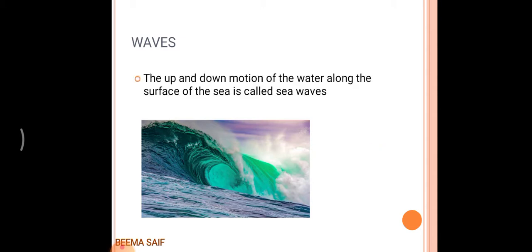What is a wave? The up and down motion of the water along the surface of the sea is called sea waves. What is a sea wave? A sea wave is the up and down motion of the water along the surface of the sea.